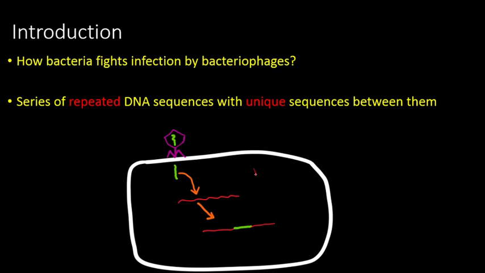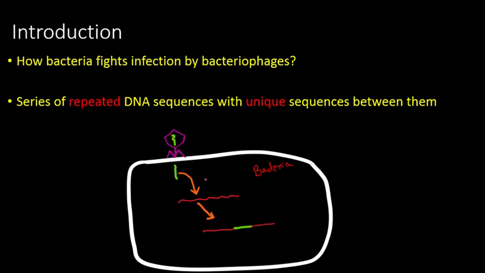Suppose this is a bacteria, and on top of the bacteria is a virus, that is a bacteriophage, a virus that infects the bacteria. So the virus is on top of the bacteria, and this green that you're seeing is the genetic material of the virus. And this virus will attach to the surface of bacteria, and it will inject its genetic material into the cell.